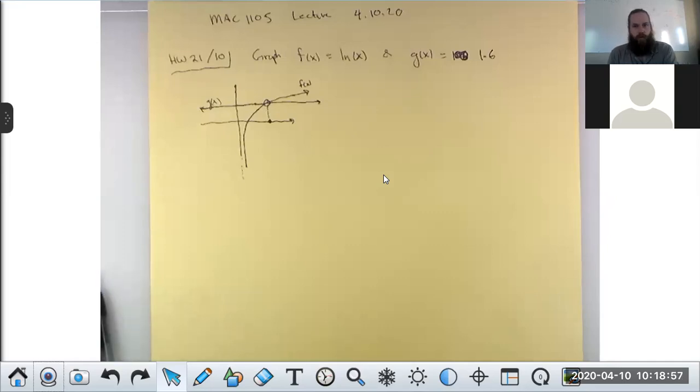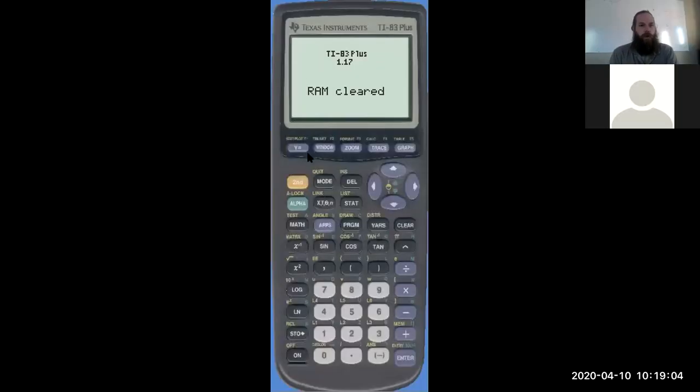And I have my virtual TI-83 here, so we can walk through this together. I would come in here and graph y1 equals ln of x. Then I would come down to y2 and graph the constant function 1.6. I don't know what my viewing window is set to right now. It looks like the standard window, and you see these two graphs, right?